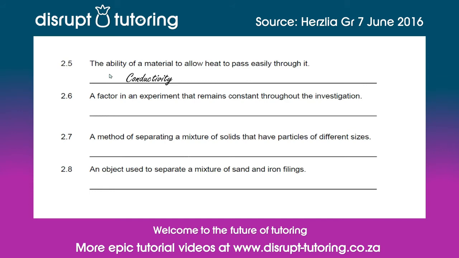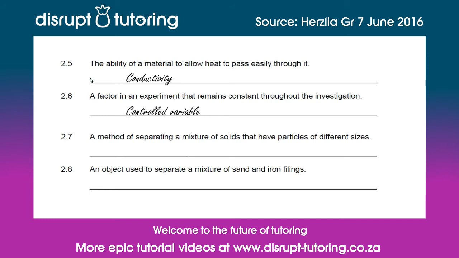A factor in an experiment that remains constant throughout the investigation is called the controlled variable. Remember that there are three types of variables in an experiment: a controlled variable, the one that remains constant; the independent variable, the one that changes; and the dependent variable, whose outcome depends on the independent variable.